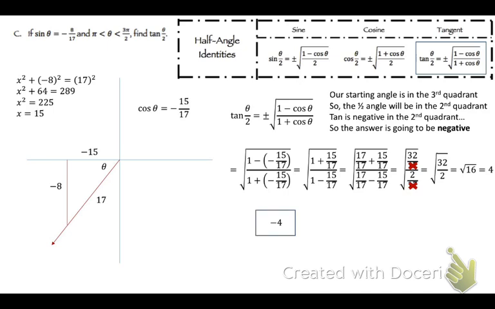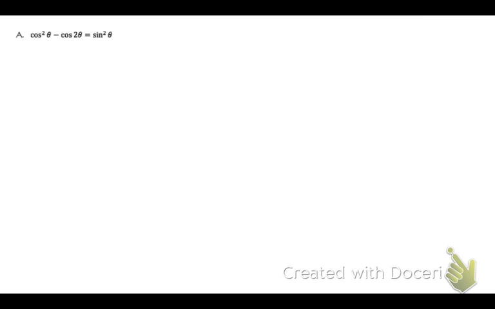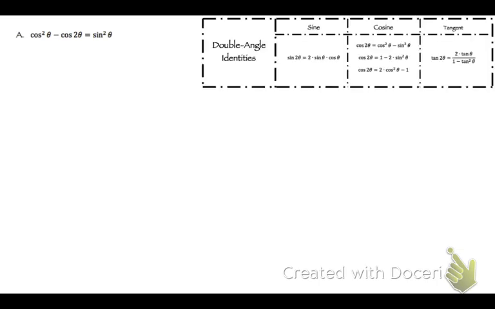Okay, we're going to save that example B for class. And let's just get into proving some of these. So, we have cosine squared of theta minus cosine of 2 theta equals sine squared of theta.